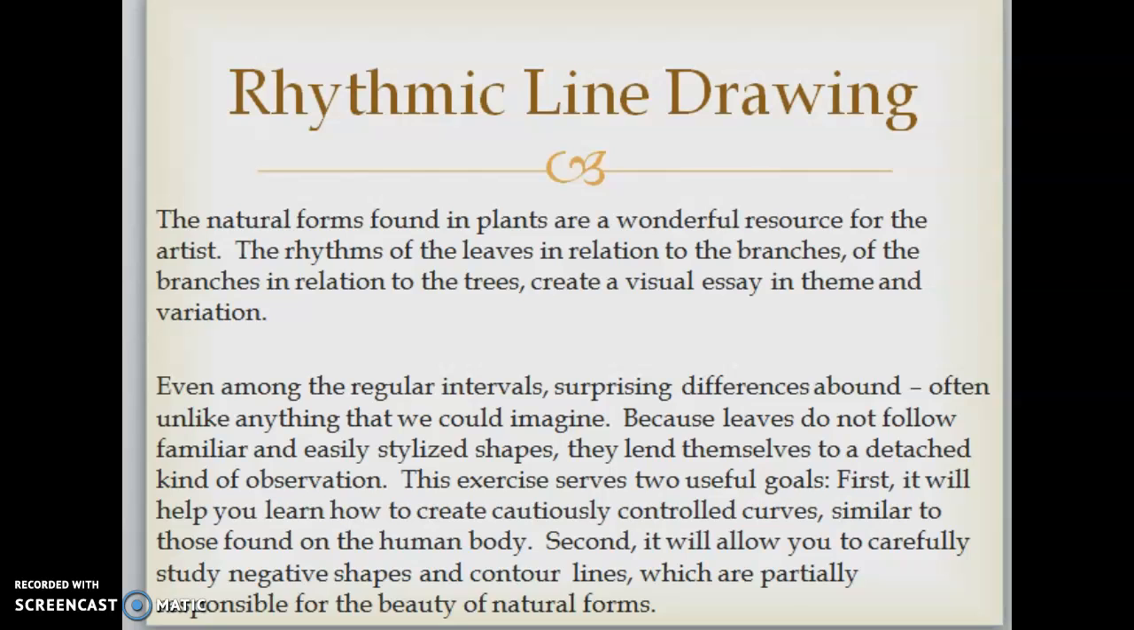Rhythmic line drawing. The natural forms found in plants are a wonderful resource for the artist. The rhythms of the leaves in relation to the branches, of the branches in relation to the trees, create a visual essay in theme and variation. Even among the regular intervals, surprising differences abound, often unlike anything we could imagine. Because leaves do not follow familiar and easily stylized shapes, they lend themselves to a detached kind of observation.